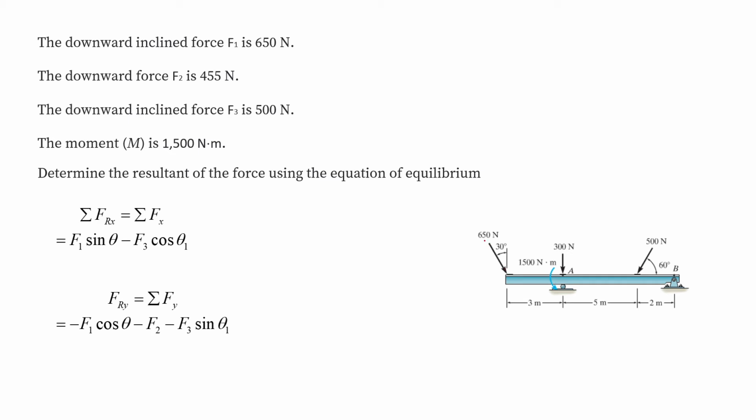So here there would be component of this force which is acting in x direction, and there would be component of force which is acting in x direction. So from here we can write F1 sine theta minus F3 cos theta 1 as the Frx. Now let's write the value of Fry. The value of Fry would be equal to minus F1 cos theta, it's acting in downward direction, minus F2, it's also acting in downward direction, and minus F3 sine theta 1, it's also acting in downward direction.